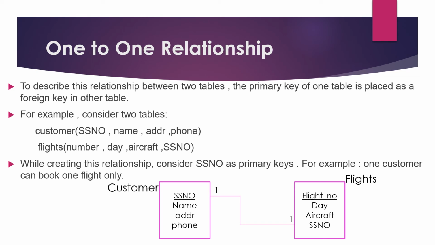While creating this relationship, consider social security number as the primary key. For example, one customer can book one flight only. So there is a one to one relationship.